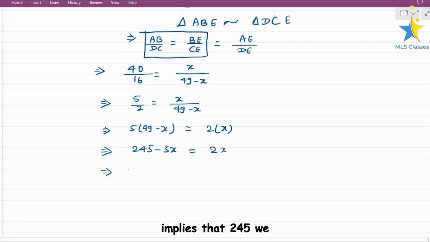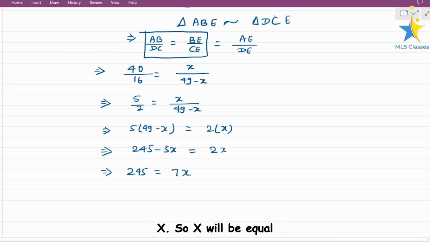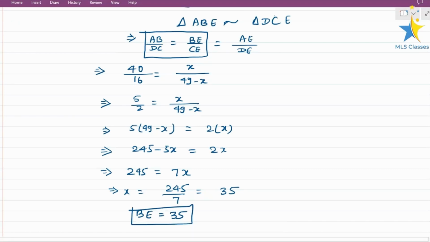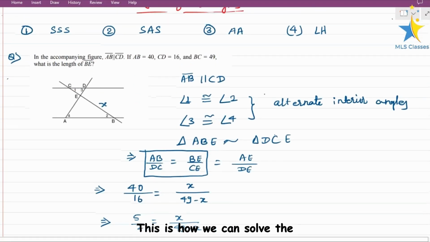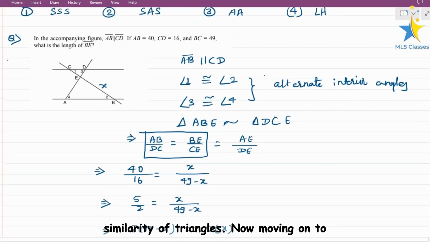This implies that 245, we can add 5X to both the sides. So 2X plus 5X, we will get 7X. So X will be equal to 245 over 7, on dividing both the sides by 7. So we get 35. That means the length of BE will be equal to 35. So that's the answer. This is how we can solve the questions using our property of the similarity of triangles.